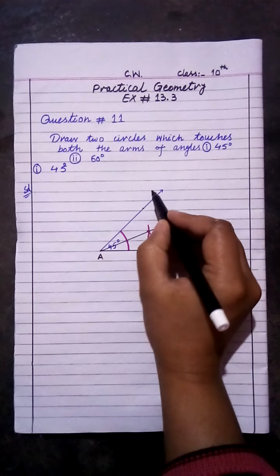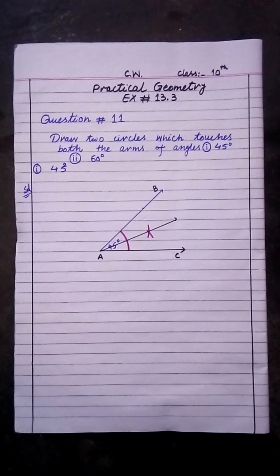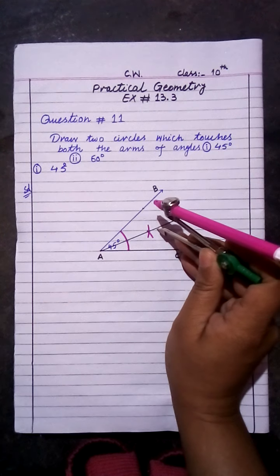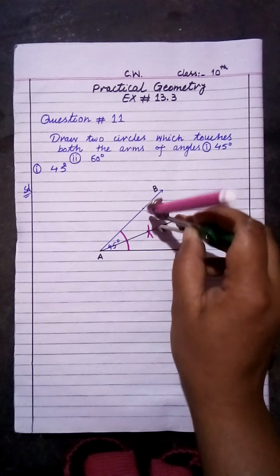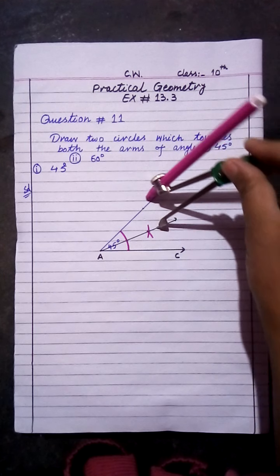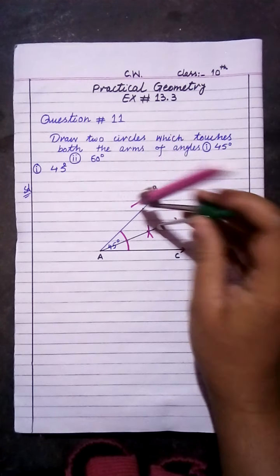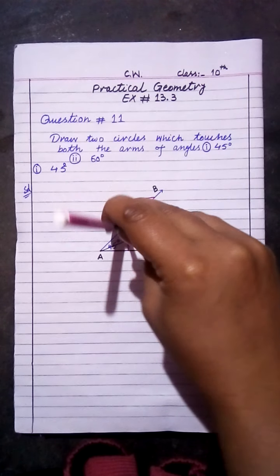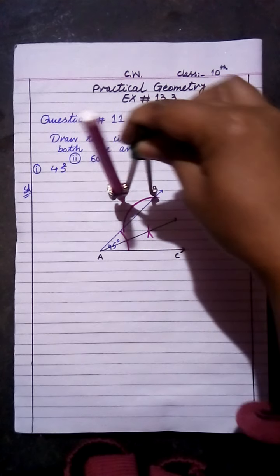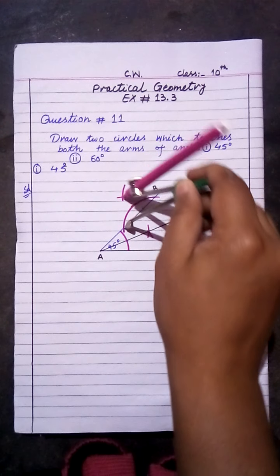So you have to name B and C. Now first of all you have to open the compass with suitable radius and take any point on the angle arm. Now draw an arc in B form, like this. Now you have to get two points of intersection. Put the compass at the first point of intersection and draw the first arc. Now put the compass at the second intersection point and draw the second arc.